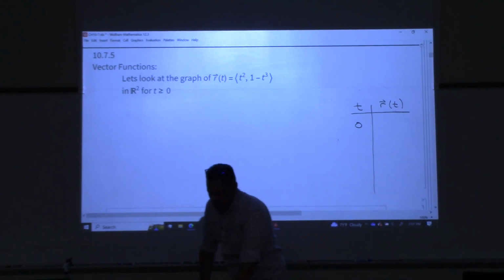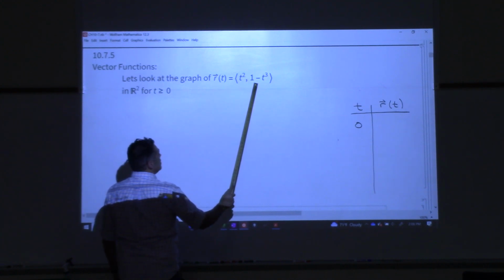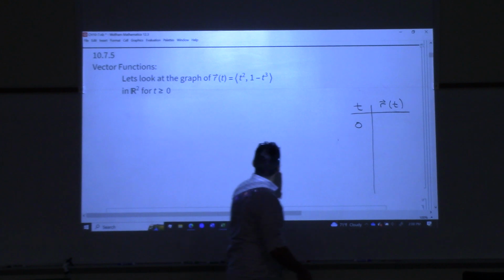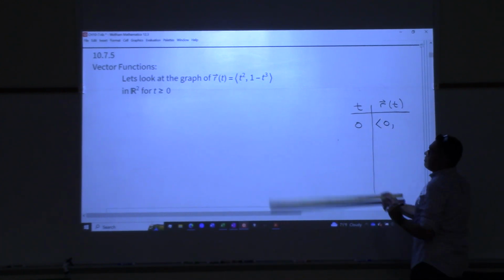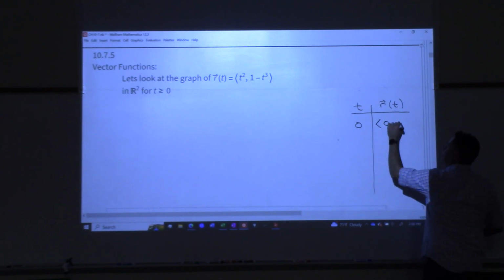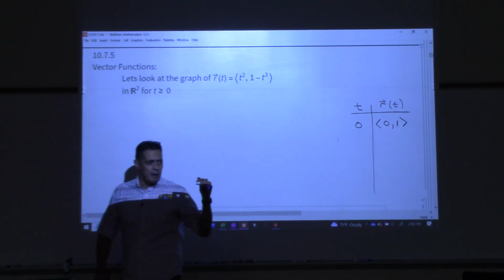This vector valued function has two component functions, the f component and the g component. So first I replace t with 0. I square it, I get 0 squared. And then I replace that t with 0 in the second component, and I get 1 minus 0, which is 1. And that's a vector in two-dimensional space.